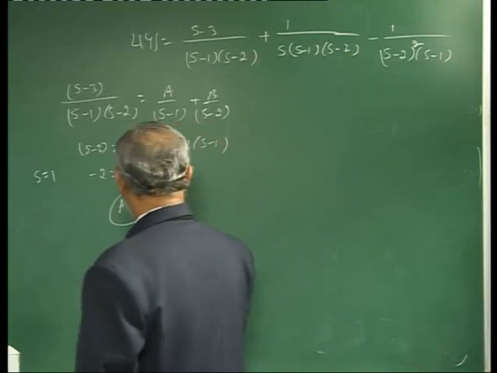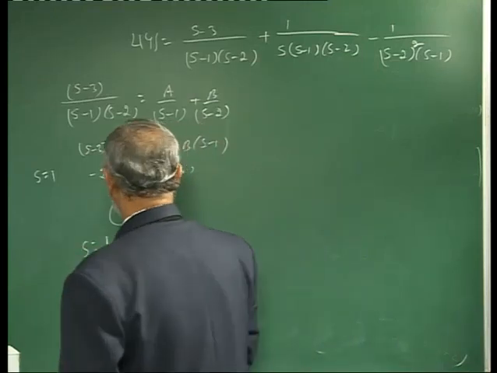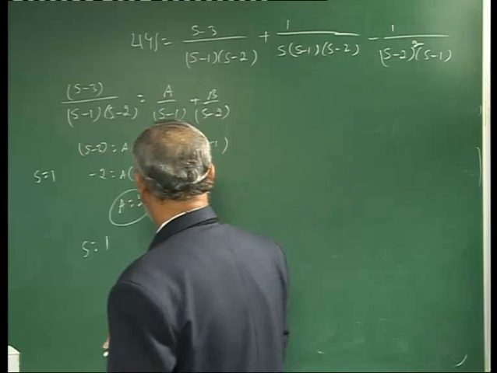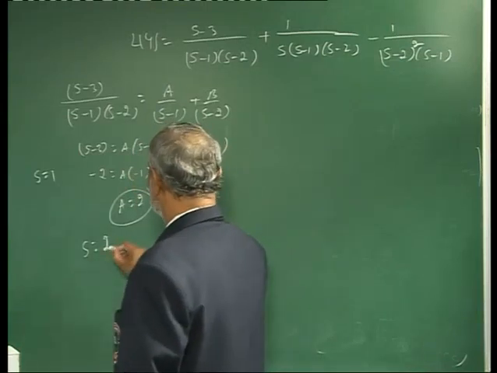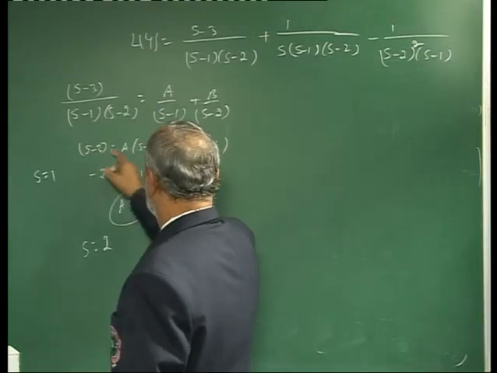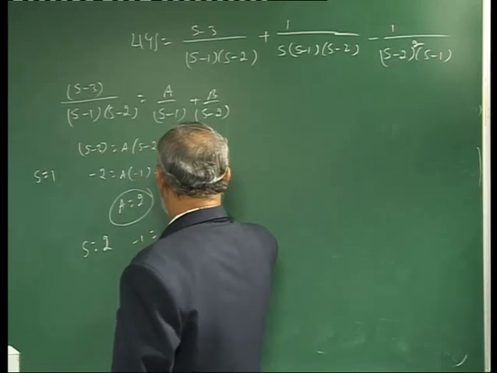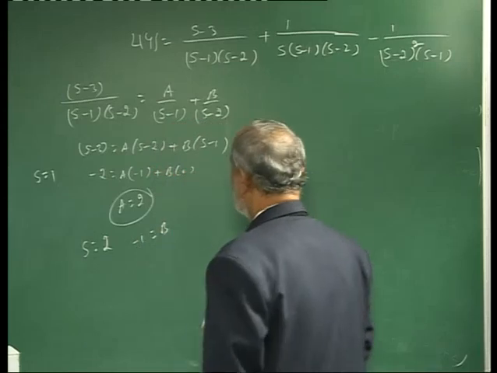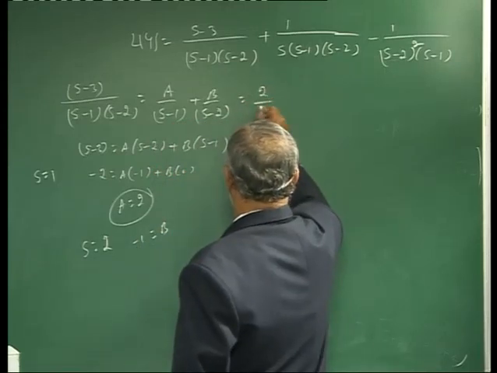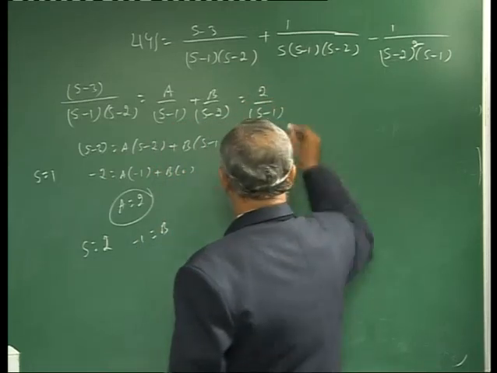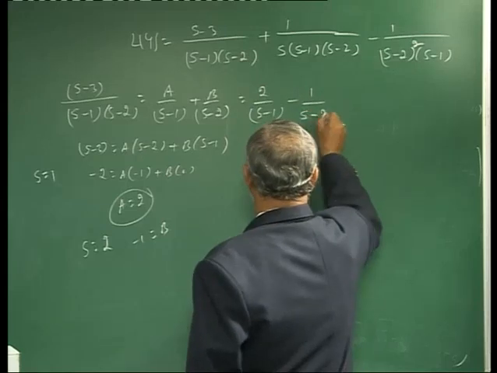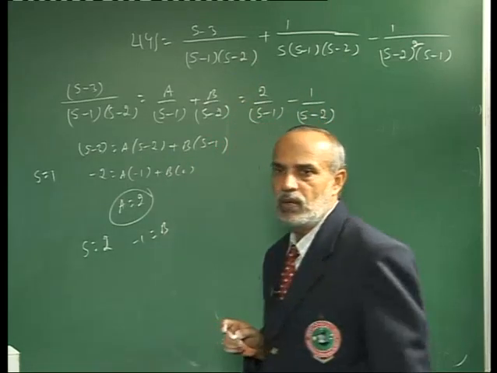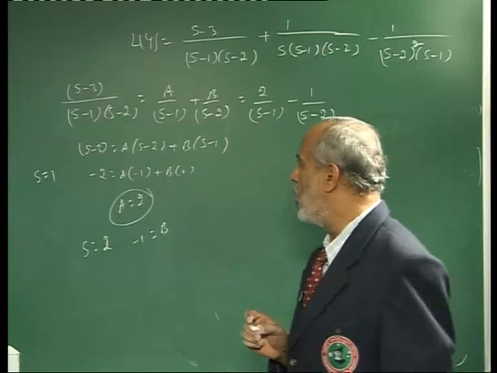Now put s is equal to 2. If you put s is equal to 2, a becomes 0, 2 minus 1 is 1, so b is equal to minus 1. Then here, 2 divided by (s minus 1) minus 1 divided by (s minus 2), this is the first term solved by partial fractions.